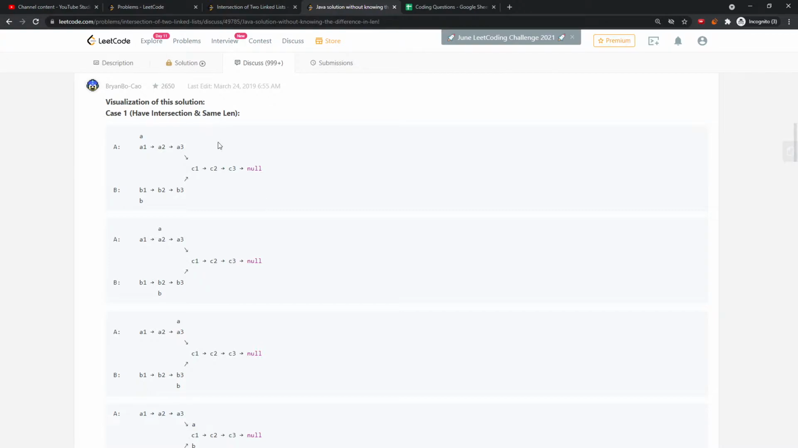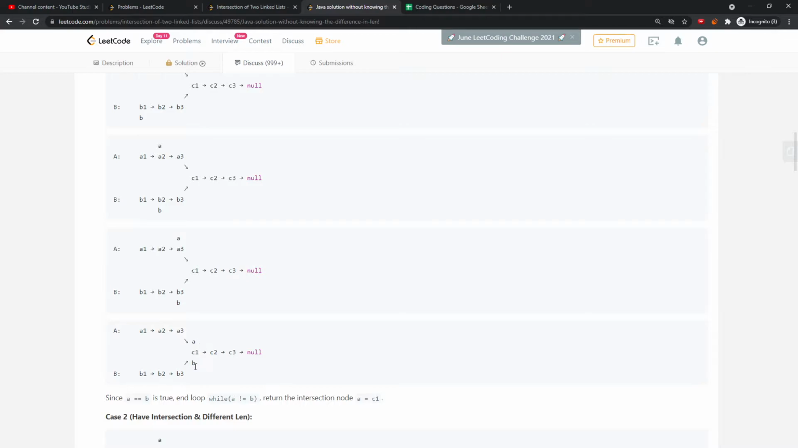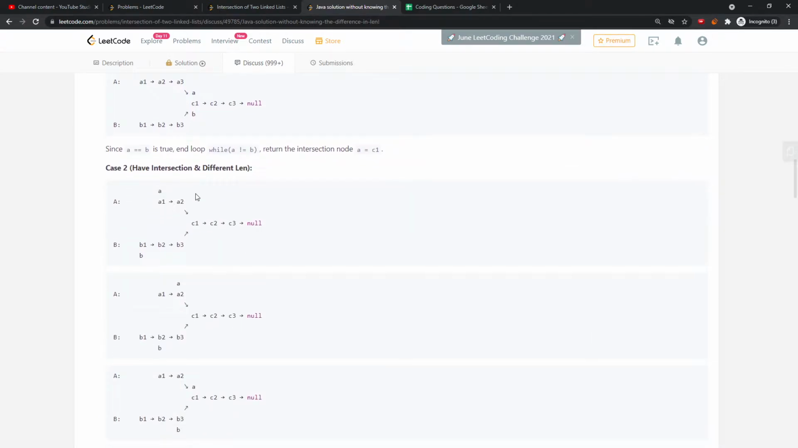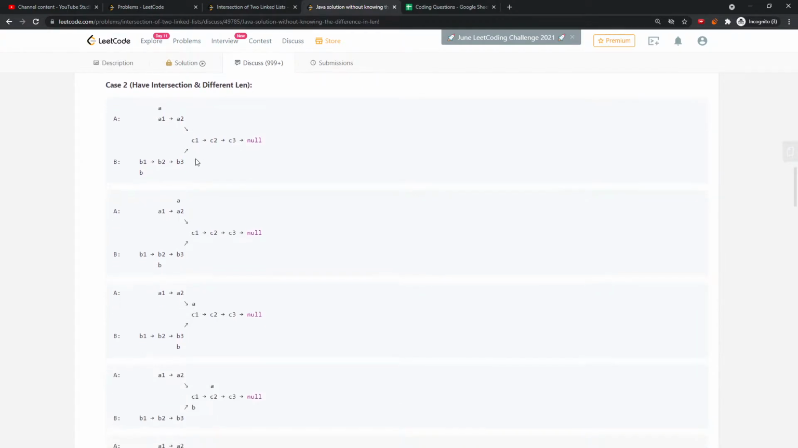So let's jump to the diagram first. I have pointer A and pointer B pointing at head A and head B. I will just traverse the linked lists one by one. I move A by one, B by one, and again. If the nodes are the same, I just return A or B, doesn't matter. So what happens when they have an intersection and different lengths?